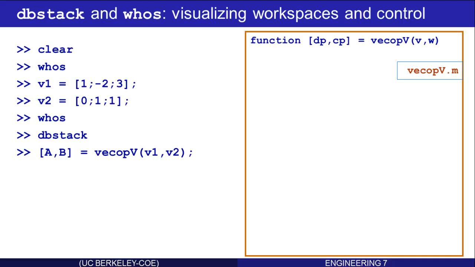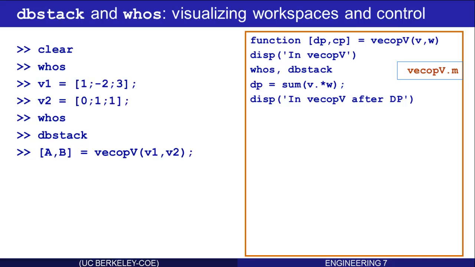Here it is. It starts, and it will print out that we're in vecop v, and then it will make a call to whos and a call to dbstack. We will see the function instance workspace with that whos call. Then we'll create the dot product and perform another display stating that we're in vecop v after the dot product calculation, and again run a whos and a dbstack.